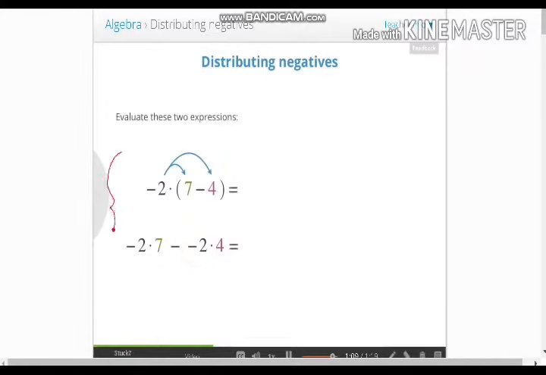Again, evaluate these two expressions to make sure they're the same. And be careful when subtracting the negative over here. Click down here if you'd like to review how to do this.